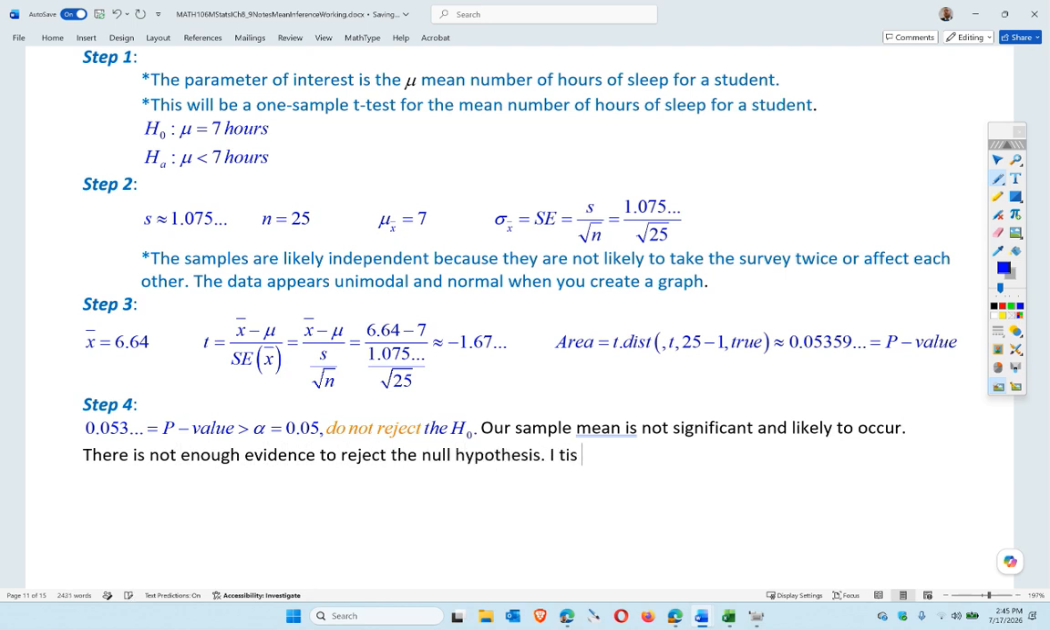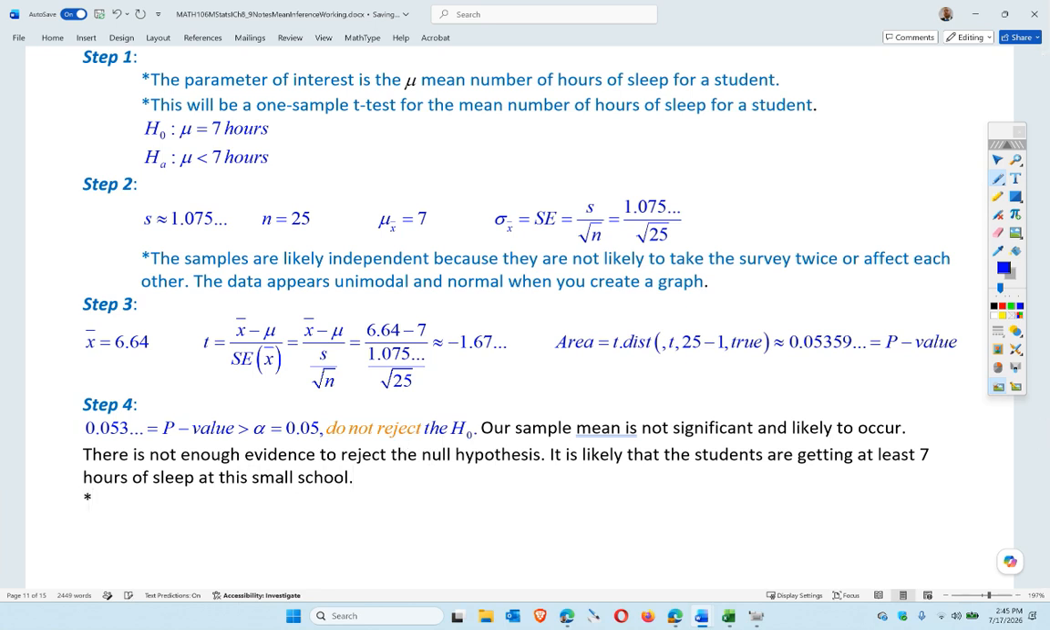It is likely that the students are getting at least 7 hours of sleep at this small school, right? Because we're trying to prove they got less. We didn't prove it though, right? There was not enough evidence.